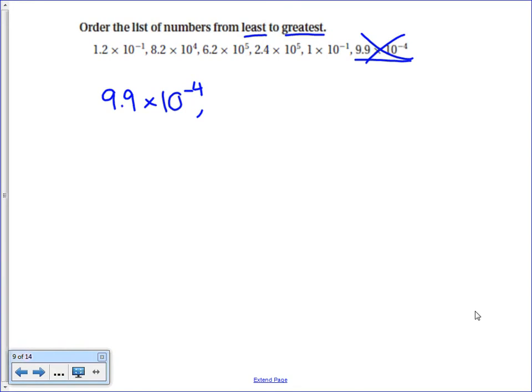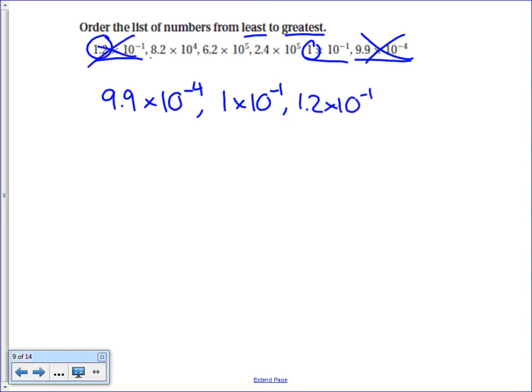And the next exponent, I have a negative 1. Okay, so I have 2 of them here, though. So when you have 2 of them where the exponents are the same, you're actually going to determine which one is smaller by looking at the front number here. So which one is smaller, 1 or 1.2? Well, the 1 is. So 1 times 10 to the negative 1 is smaller. And then the 1.2 times 10 to the negative 1 will come next.